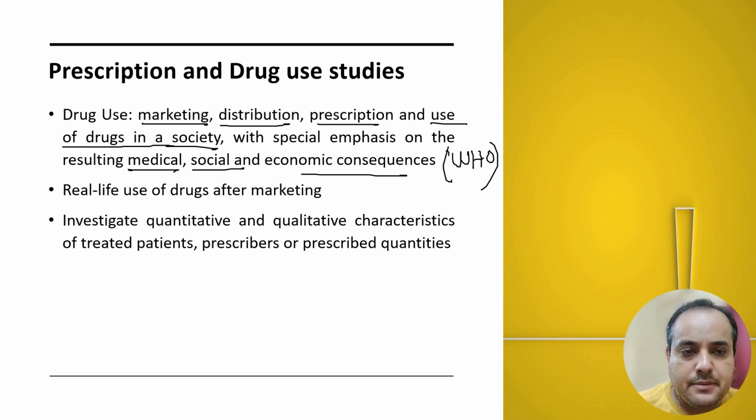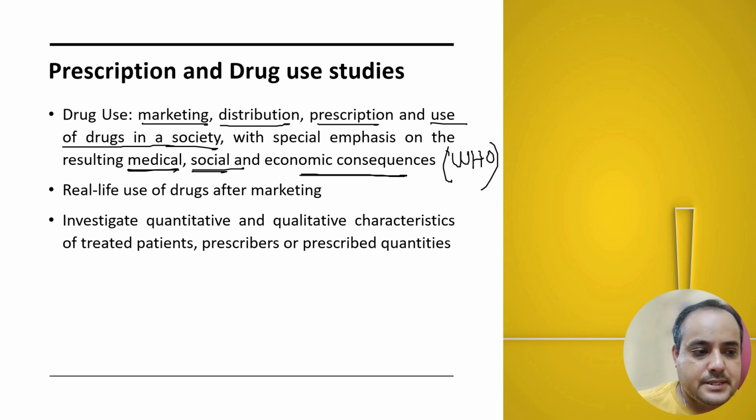Now if you remember, while discussing the goals of pharmacoepidemiology, we had studied that there are three viewpoints of pharmacoepidemiology. The first is the medical viewpoint. The second is the population viewpoint, and that is ultimately the social viewpoint. And the third viewpoint is the economic viewpoint.